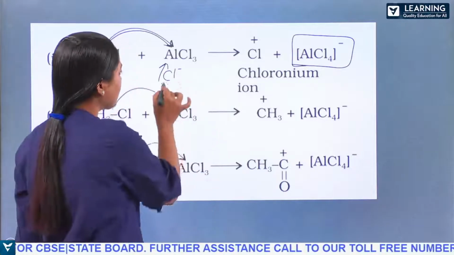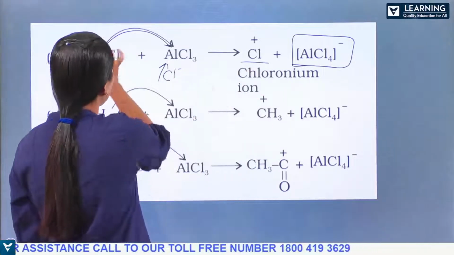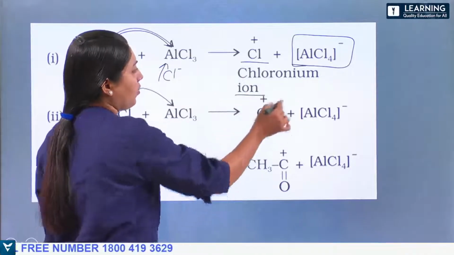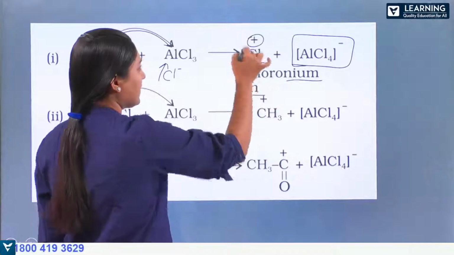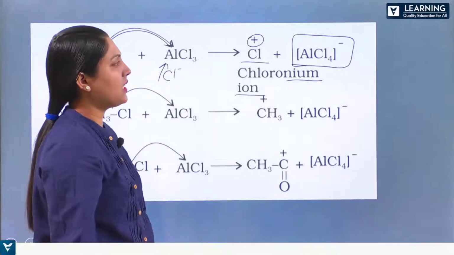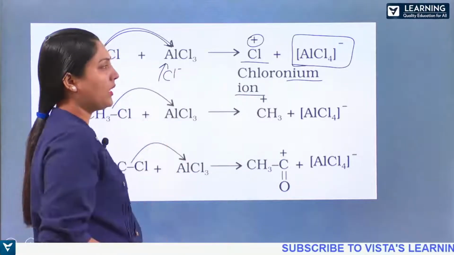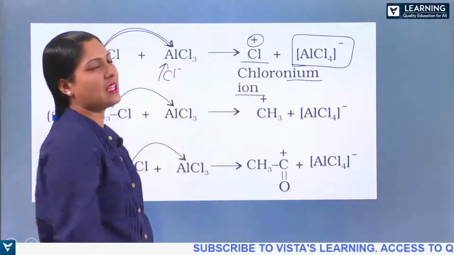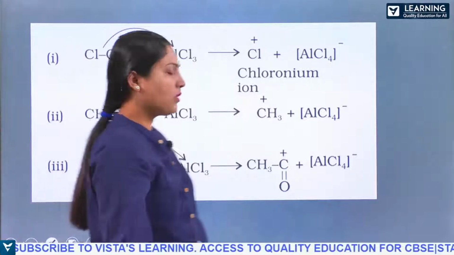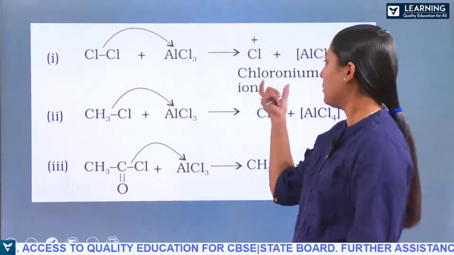Why negative charge? Because Cl minus is being added. And we are left with the Cl plus chloronium ion. Why "ium"? Because if it is a positive charge, we add "ium" at the end. If it is a negative charge, you call it chloride ion. So Cl minus is chloride ion. Chloronium means Cl plus charge. So this is how the chloronium ion, that is the electrophile, is being produced.